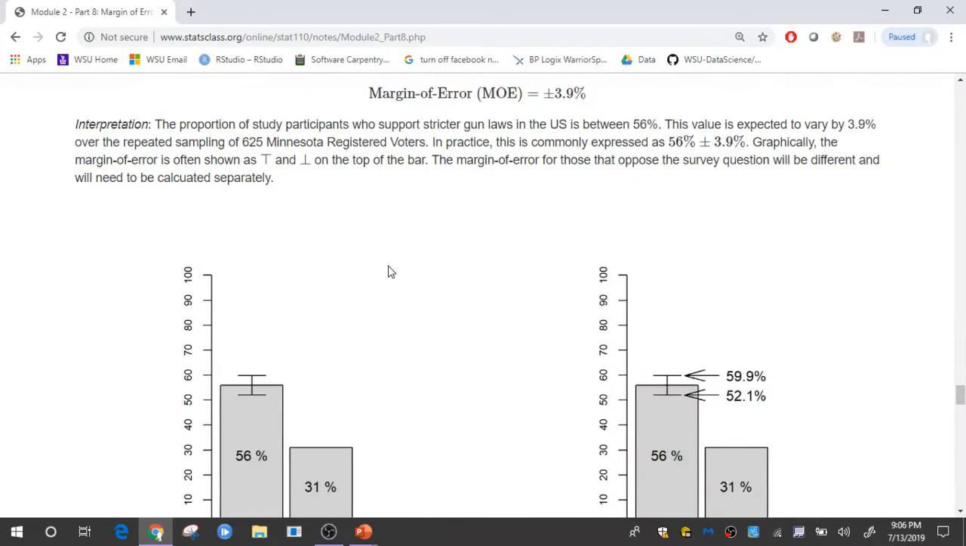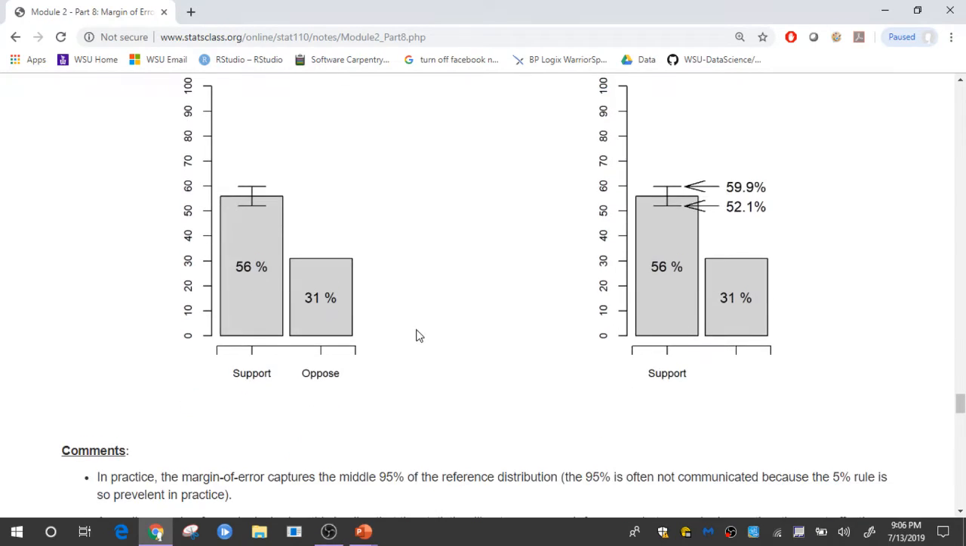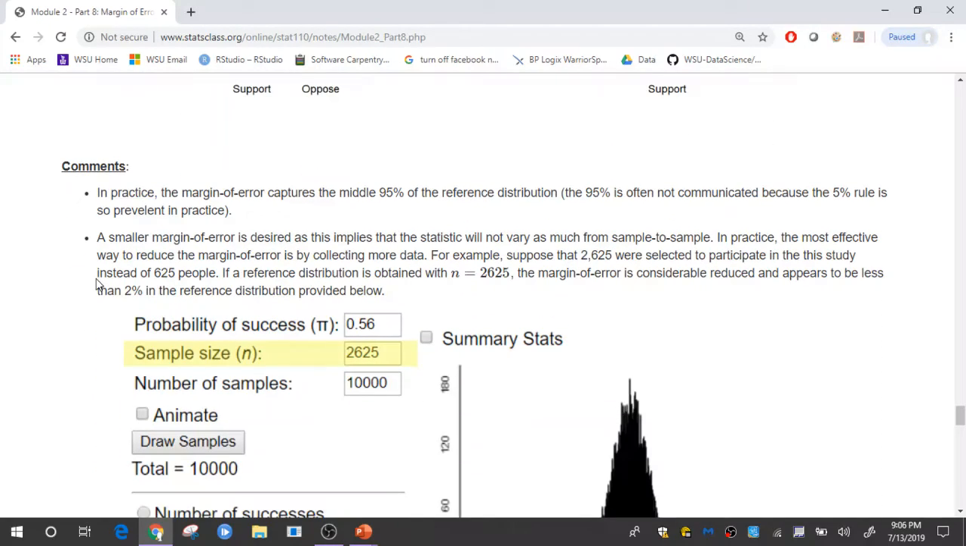And it's not going to go any higher than 59.9%. Now we could compute the margin of error for oppose as well. I'm actually going to have you do that down below. Okay, some comments then.